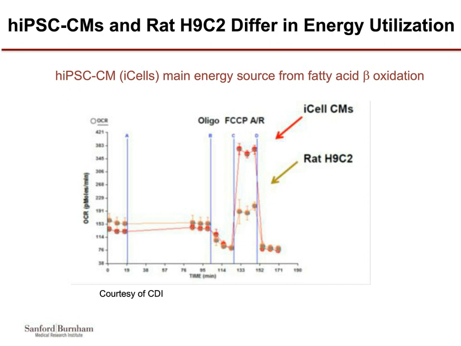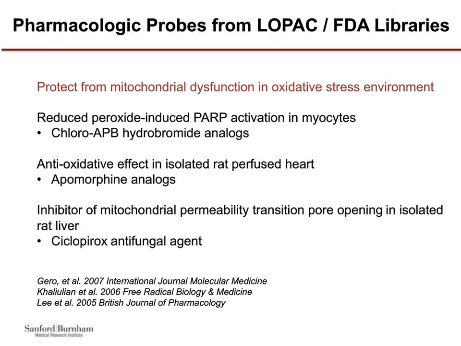The compounds that I showed in our dose response from the LOPAC and FDA libraries should have evidence that they protect from mitochondrial dysfunction in an oxidative stress environment. So, for example, the dopamine D1 agonists are all related analogs of chloro-APB hydrobromide. These are indirect inhibitors of peroxide-induced PARP activation in myocytes, and PARP functions as a DNA damage sensor in the nucleus, and its overactivation leads to cell dysfunction and death. So that's a relevant mechanism for these types of compounds.